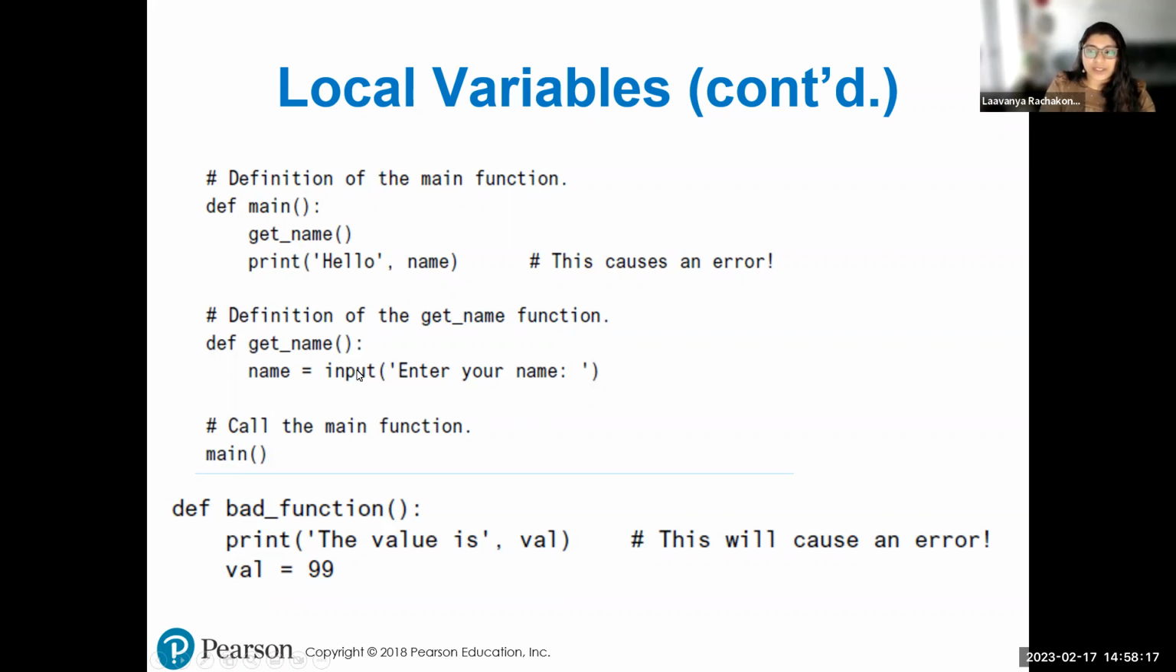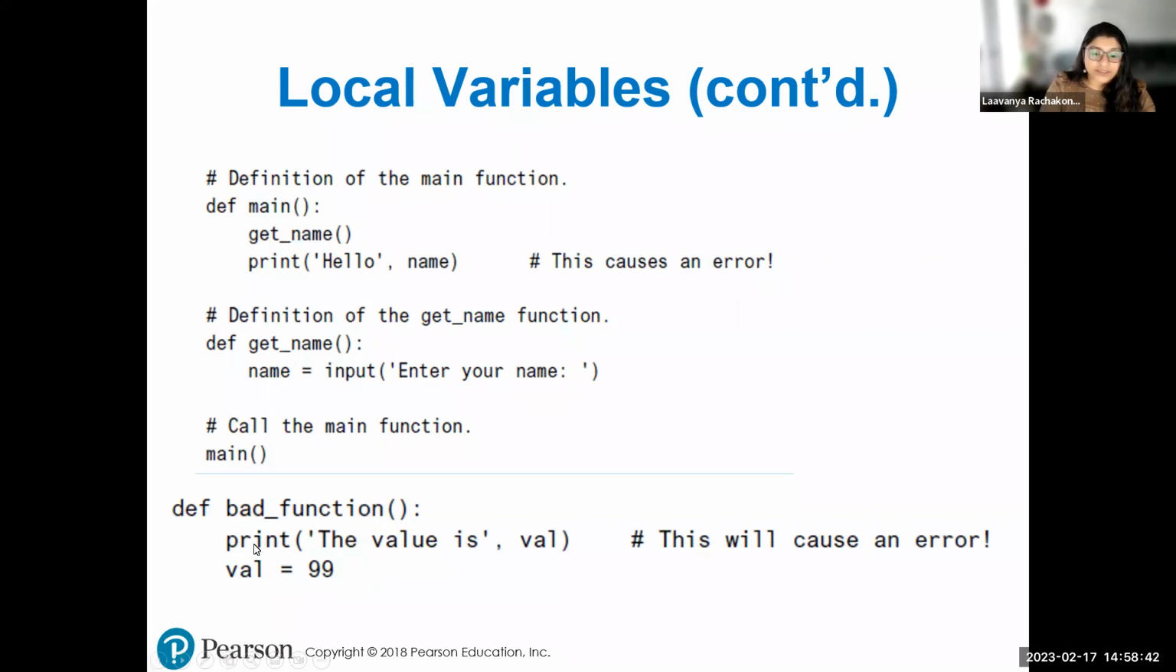When you try to do this, it will give an error, because when you're trying to print name here, name is defined inside the get name function. As get name is not returning anything, there is no variable called name in this function. That is the reason you will see an error.